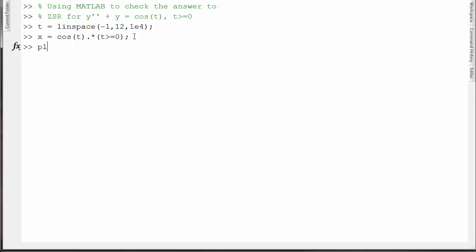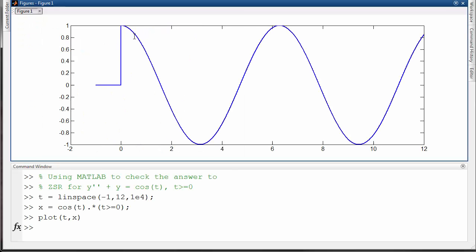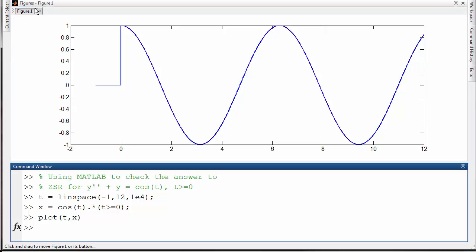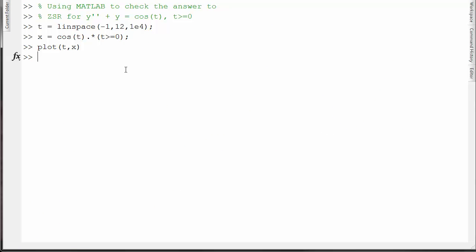So let's see if we can plot that here. So plot t comma x, and there we go. There's my cosine that starts at t equals 0 and is 0 beforehand, and otherwise it oscillates at 1 radian per second. Okay, I'm going to close that for now just to give us a little bit more screen space.